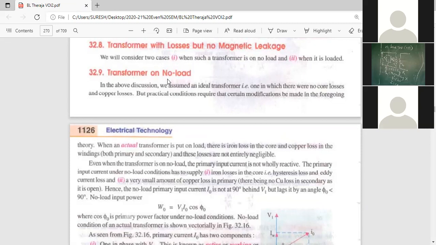Yes, sir. Because why? We should not apply beyond 230 volts.